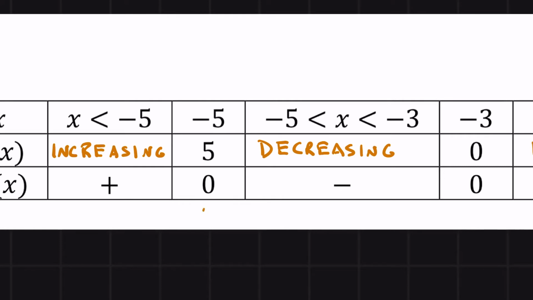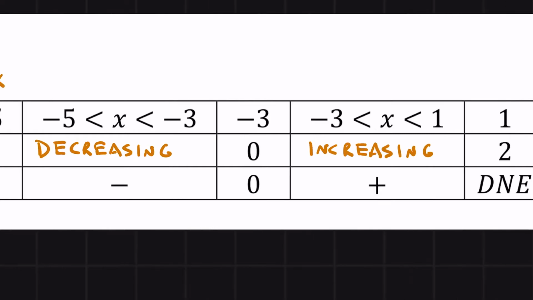At -5, it says that f prime is 0. That means we have a horizontal tangent. If you have a horizontal tangent and f increases to the left and decreases to the right, that means we would have a max at that point. At -3, f prime is 0, so there's a horizontal tangent. To the left of that is decreasing, to the right is increasing. Therefore, we would have a min at -3.